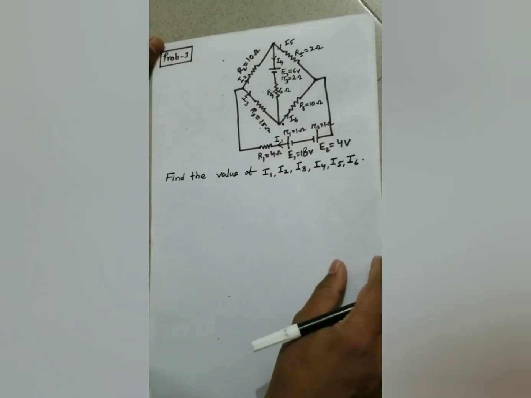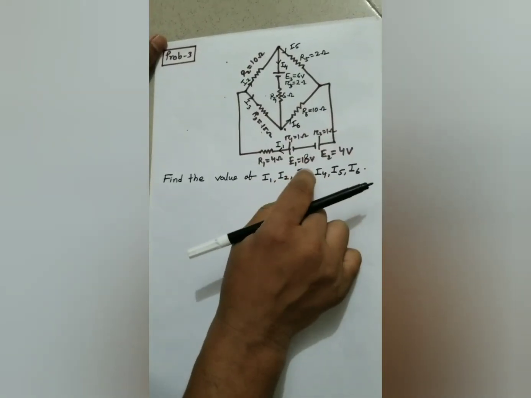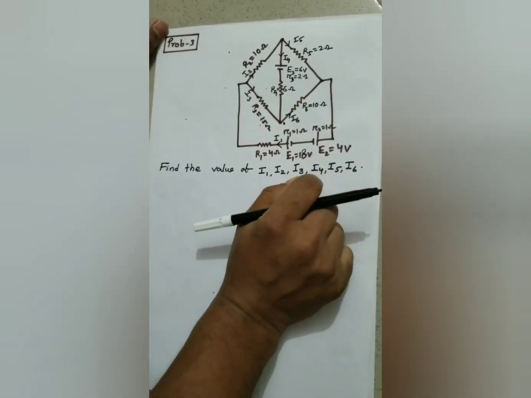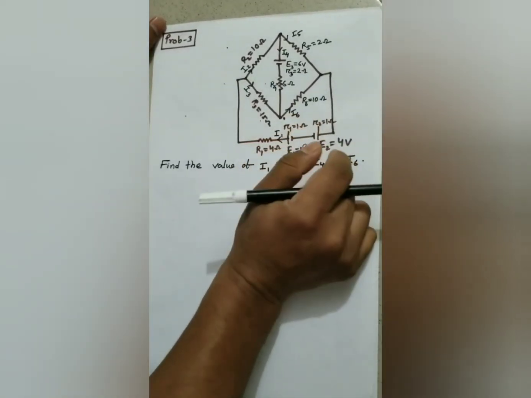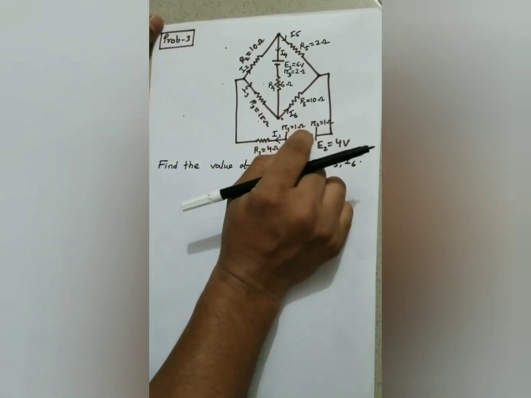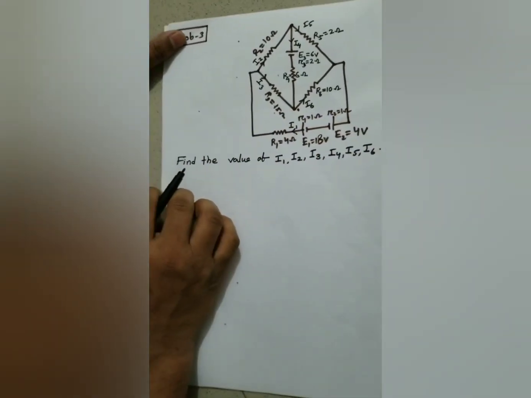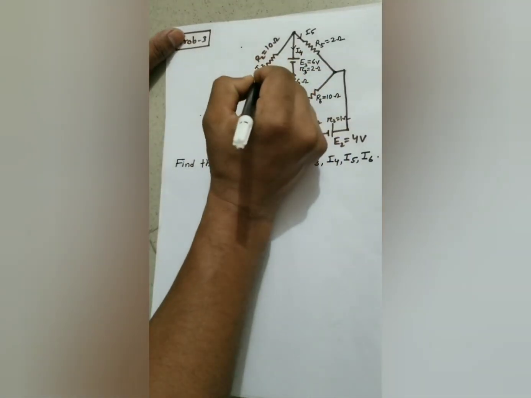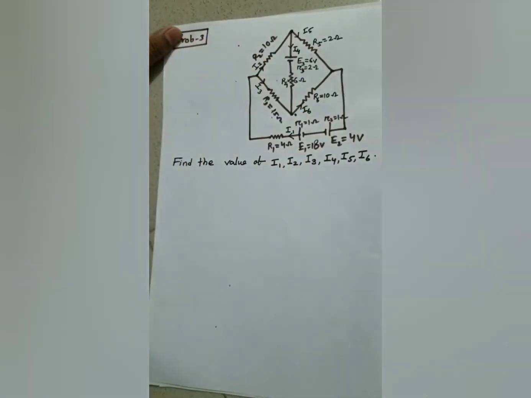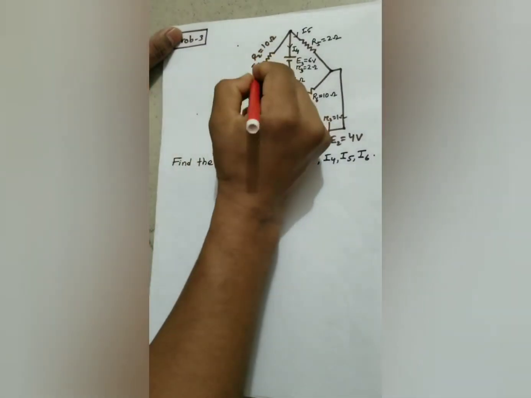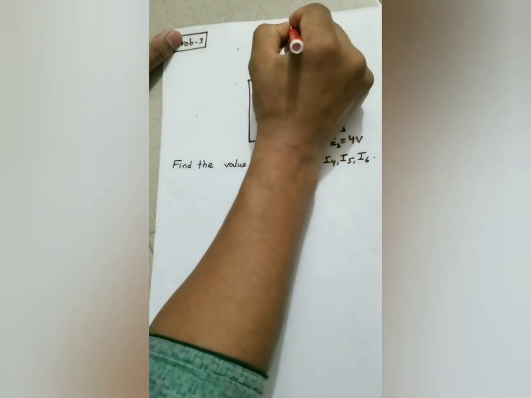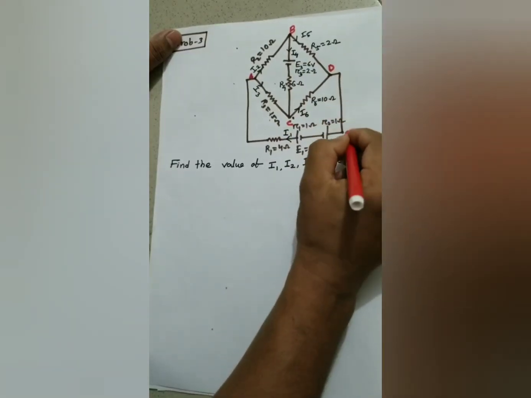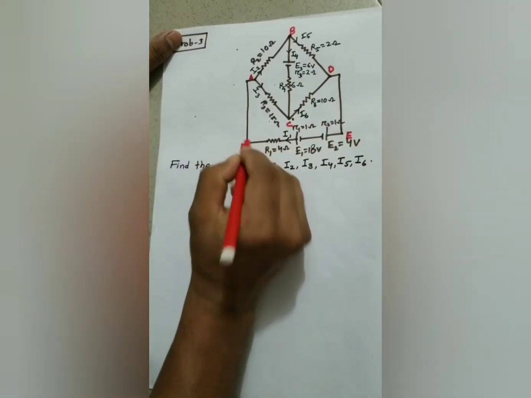Now we will solve problem 3. We can see that problem 3 is a very complex circuit, so it is difficult to solve using Ohm's law. So we have to apply Kirchhoff's law. First we apply KCL at the different points. We mention the points A, B, C, D, E, F.